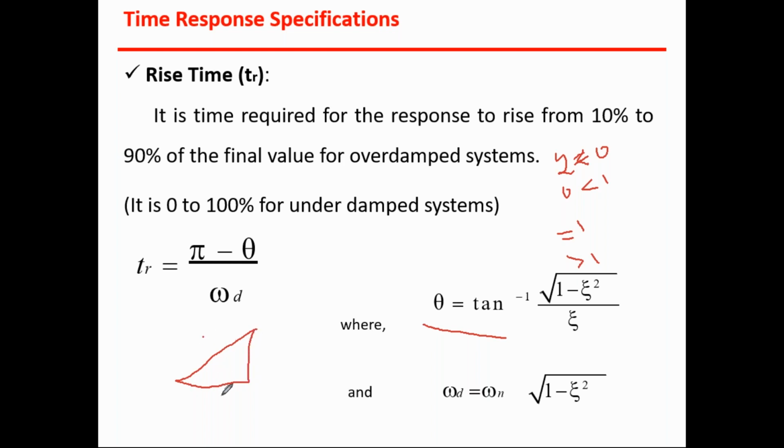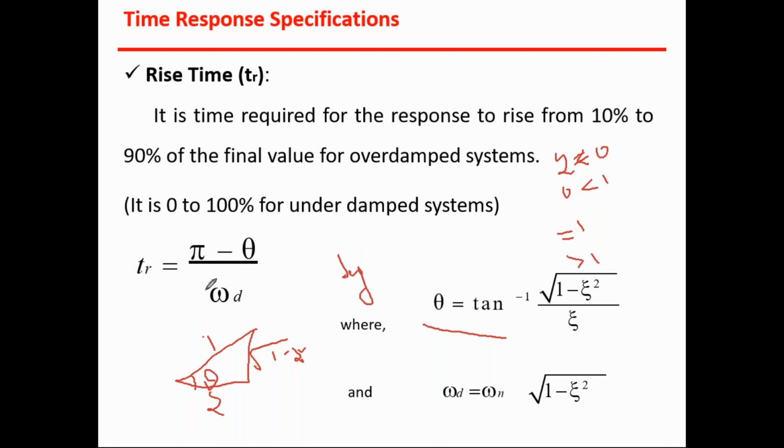So it is zeta, and it is 1, and it is square root of 1 minus zeta square. From this right angle triangle, according to Pythagoras theorem, we got that tan theta is this one, and theta is equal to tan inverse of square root of 1 minus zeta square by zeta. While finding this value, you have to keep your calculator in degree mode.